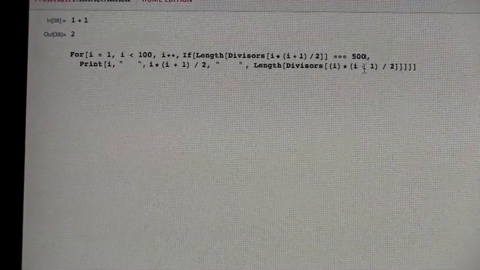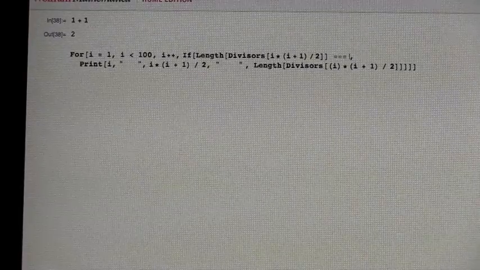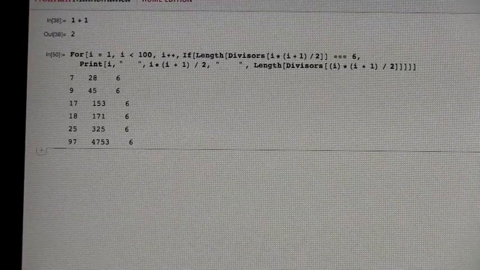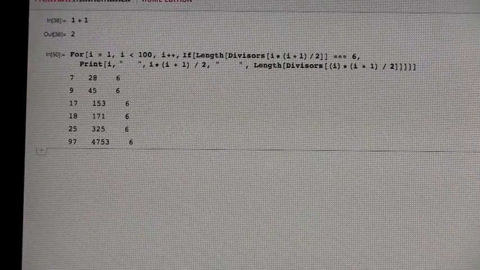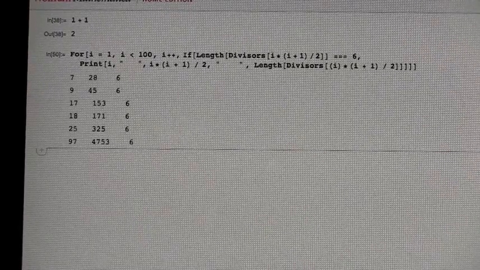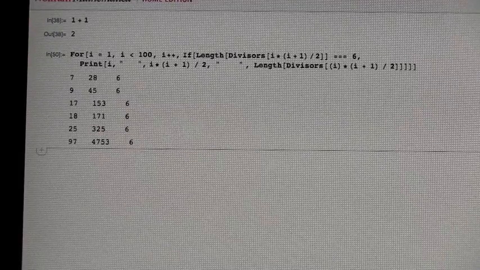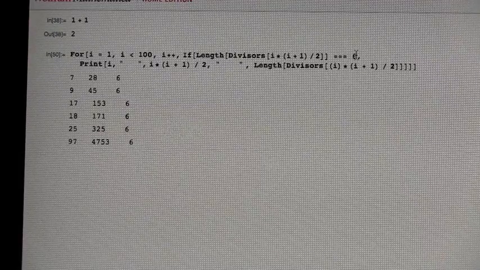Let's just make sure. 28 had 5, right? Yeah. Or was it 6? I think it was. Okay, there we go. So in an if statement, you need to use triple equal. So now at least we know it's working, right? Yeah. Okay, so now we want 500.